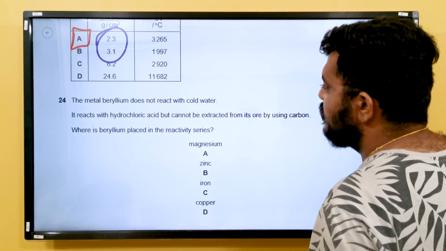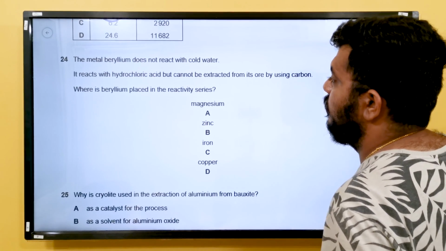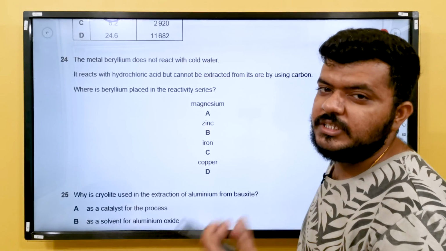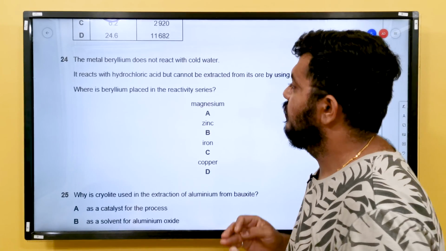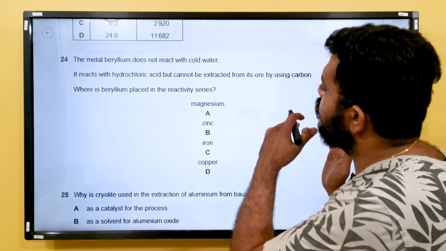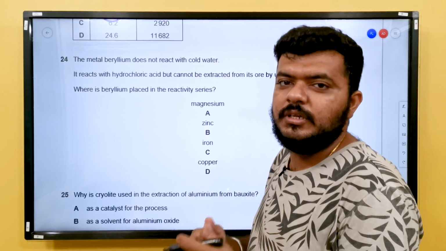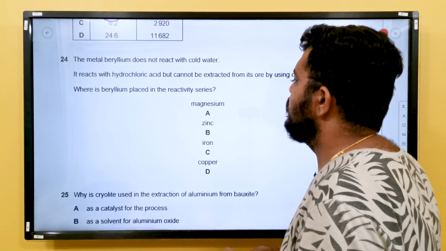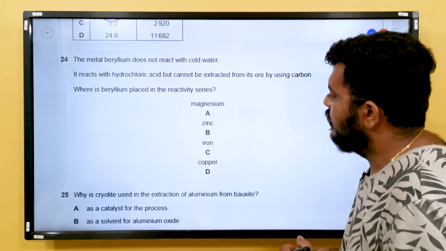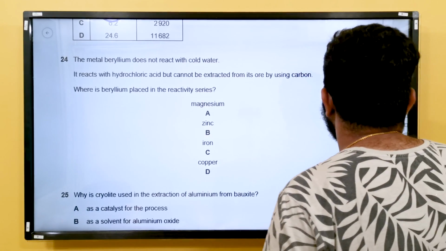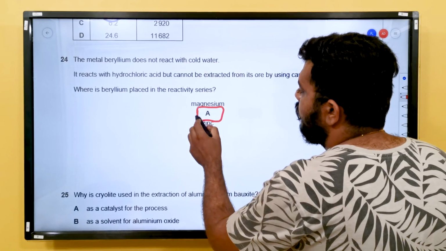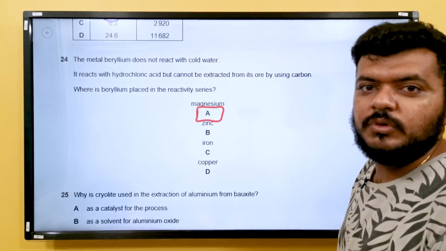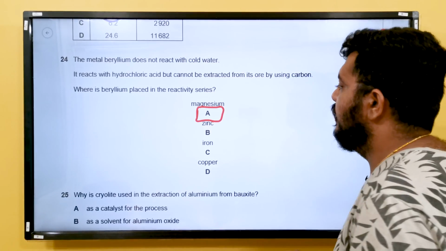Okay, it reacts with hydrochloric acid but cannot be extracted from its ore by carbon. So less reactive than... cannot be extracted. So more reactive than both carbon and hydrogen. Where is beryllium placed in the reactivity series? Okay, it seems that it can be placed in A. It will be more reactive than both carbon and hydrogen. Therefore, you can easily place it at A.